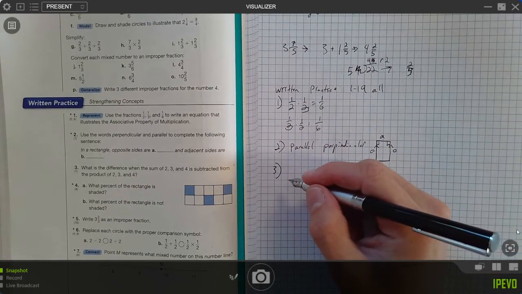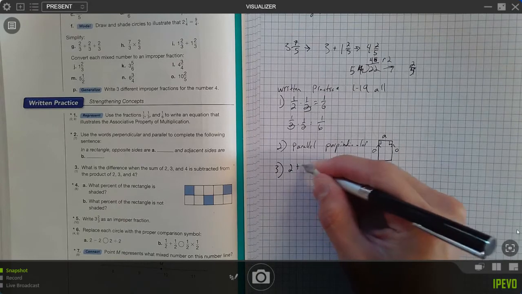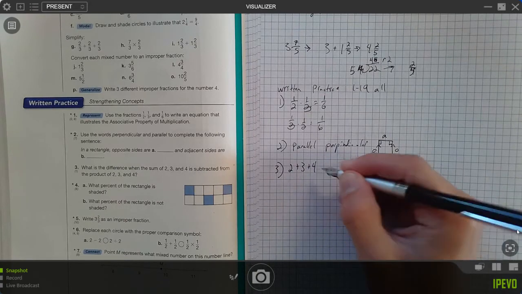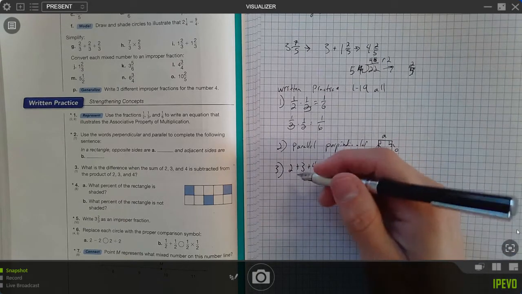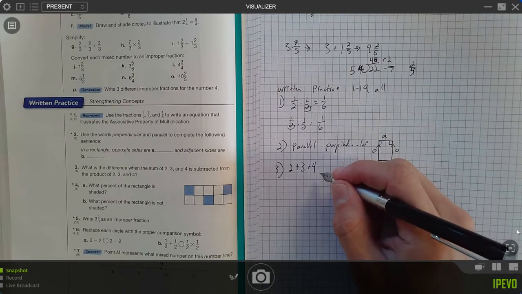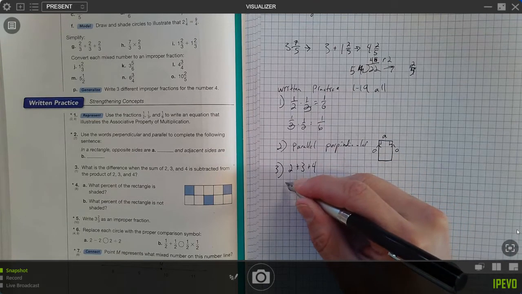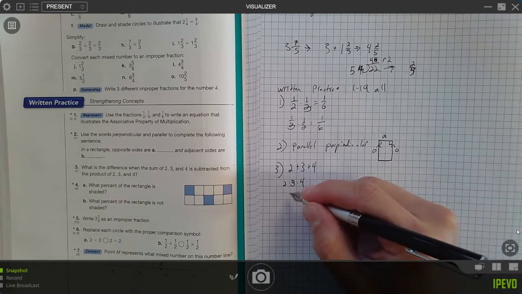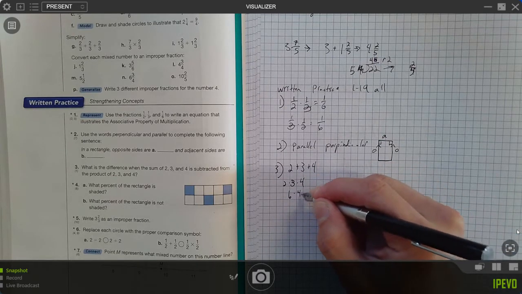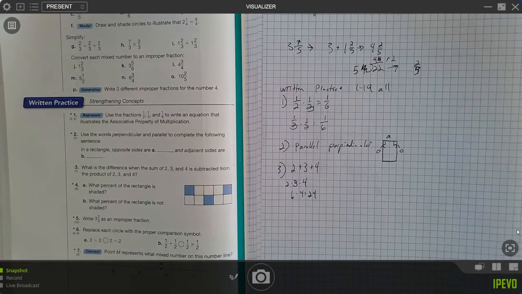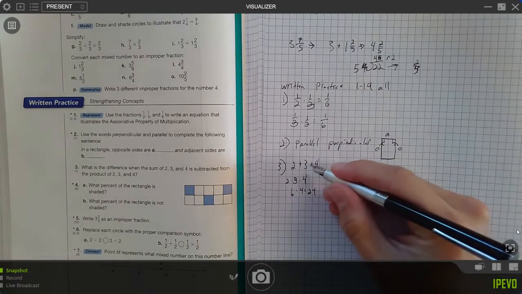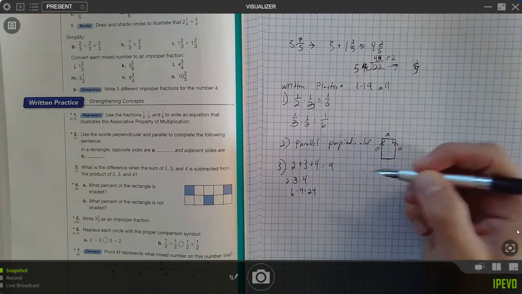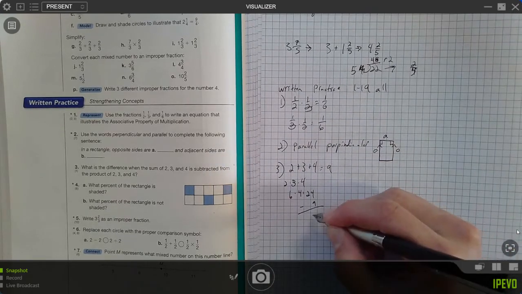What is the difference between the sum of 2 plus 3 plus 4 and when it's subtracted from the product of 2 times 3 times 4? Okay, 6 times 4 equals 24. 5, 6, 7, 8, 9. So that's 15.